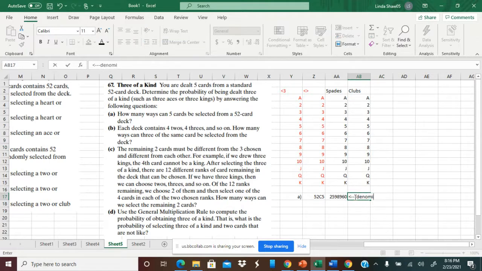But now, so that's part A. It says, how many different ways can you get 5 cards? Well, that's 52 choose 5. And again, the order didn't matter.